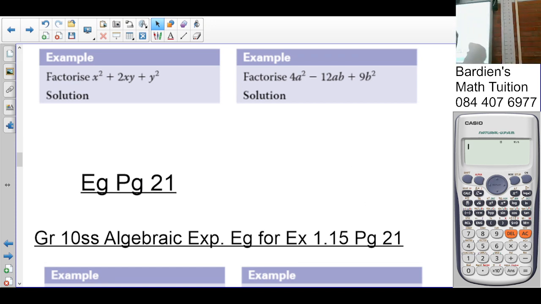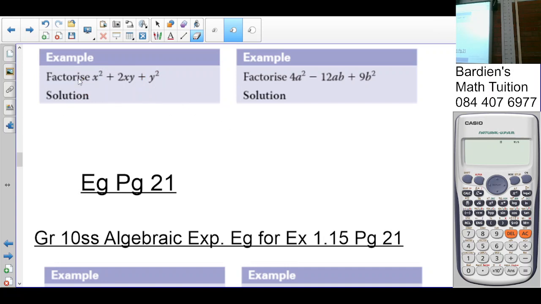So, how do we check if it's a perfect square trinomial? We take the square root of the first term. What's the square root of x squared? X. What's the square root of y squared? Y. So it's x times y times 2, which is 2xy, the middle term. And that's how we test. If it's not 2xy, then it's not a perfect square trinomial. You guys understand? Yes, sir. So let's go with that quickly.